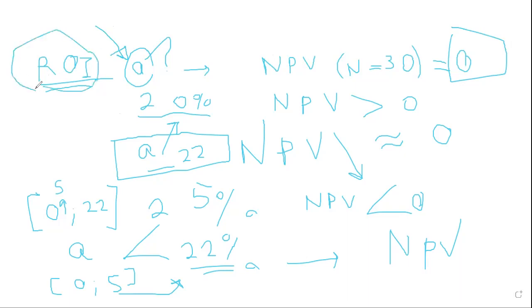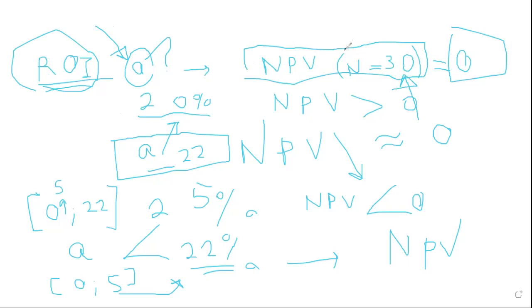Who can tell me? Yes, doctor. Of course, we should include it because by definition, ROI is A for which NPV at n equals 30 is 0. So we are doing calculation at the end of lifetime. So we should include the salvage value.